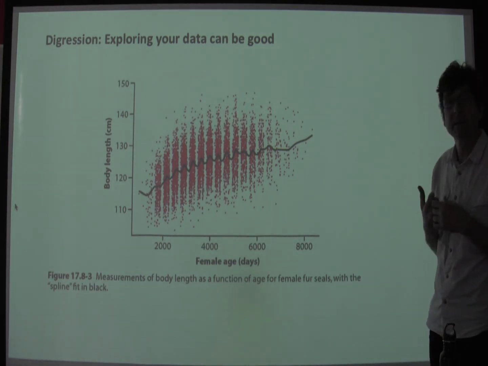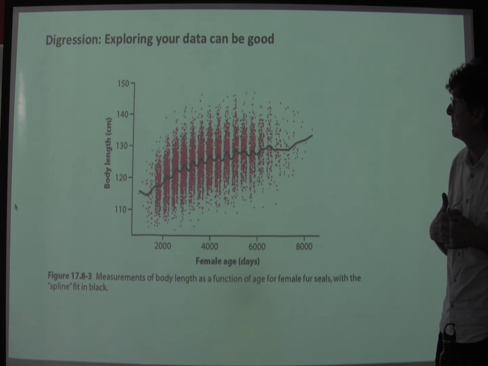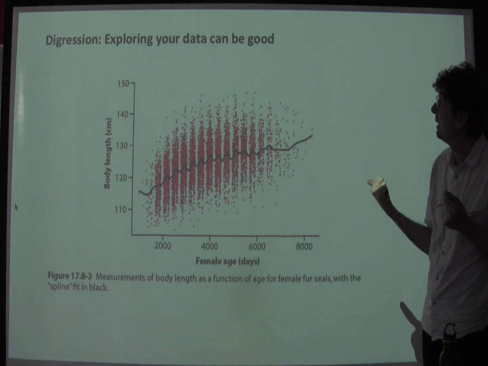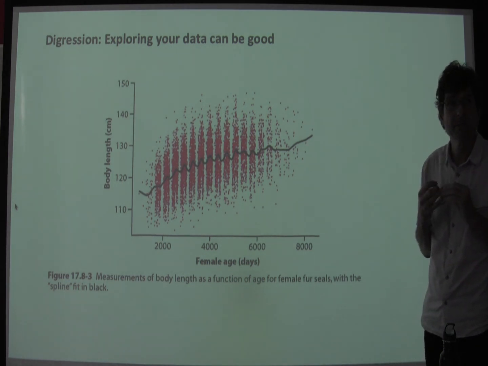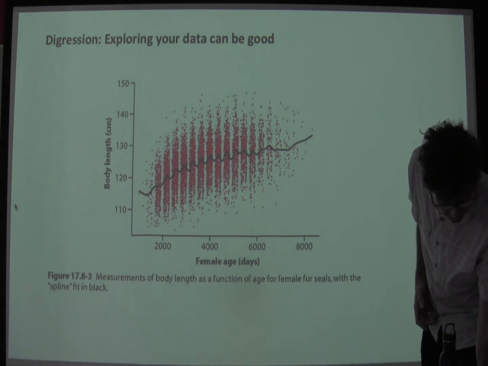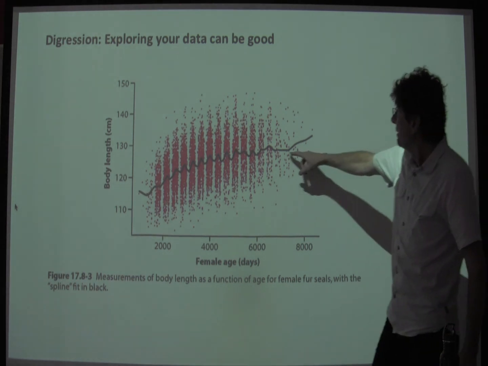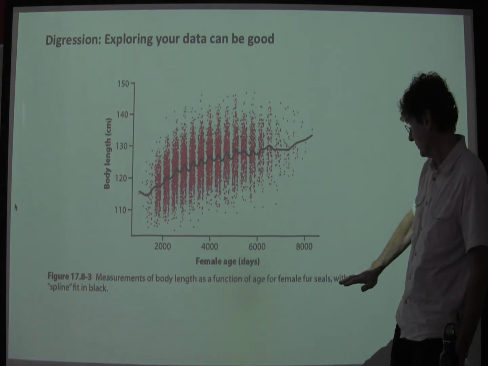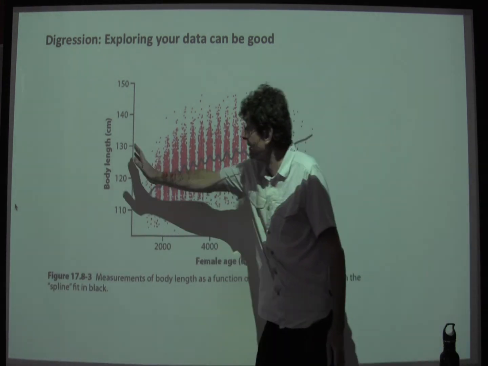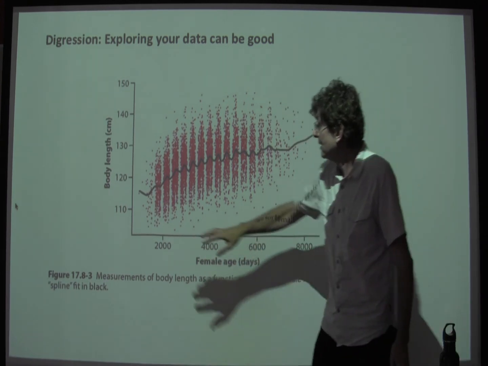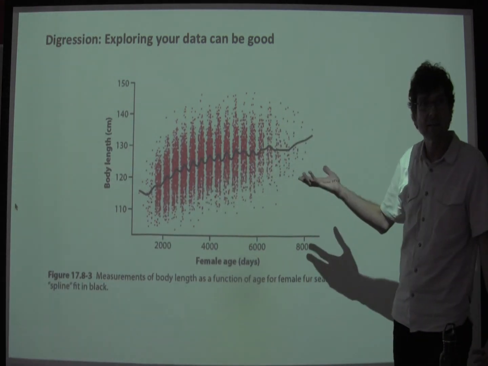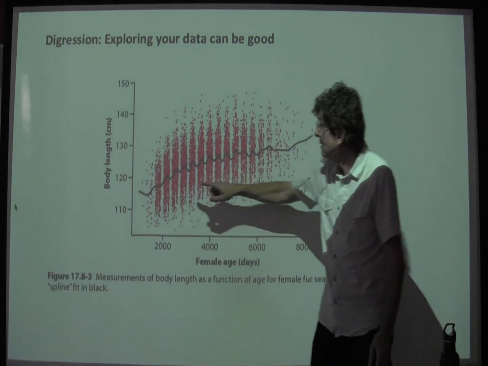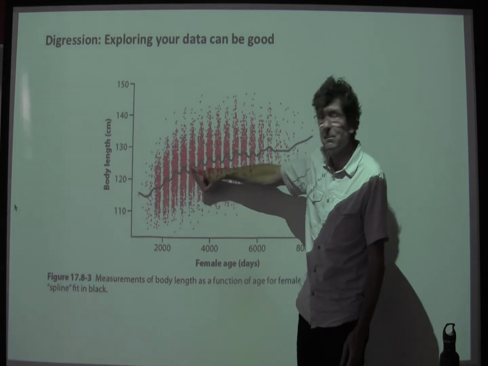One example of the benefits of exploring data is this one here. Here's a model fitted to, I got this from Andrew Trites, female fur seals, body length, female age. You might just put a simple curve through this and say that's the relationship between weight and age. But if you actually look carefully, the relationship looks like this.